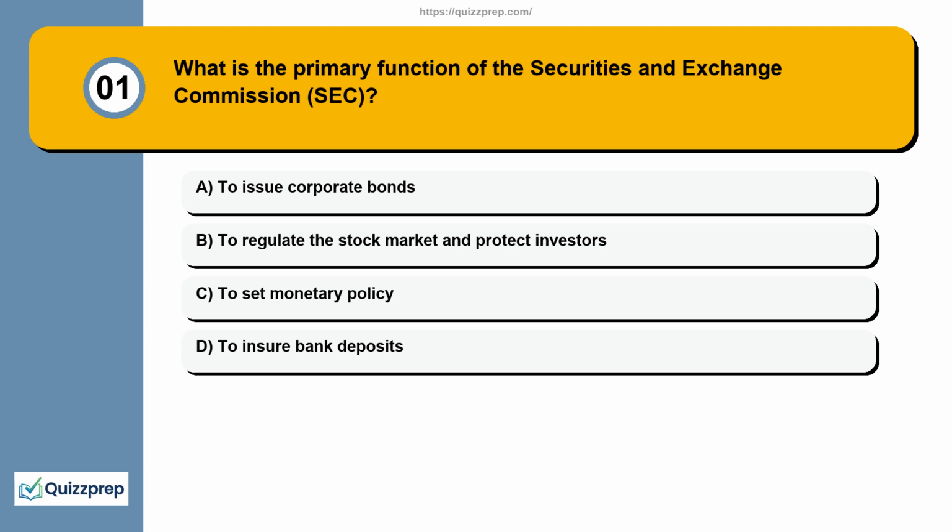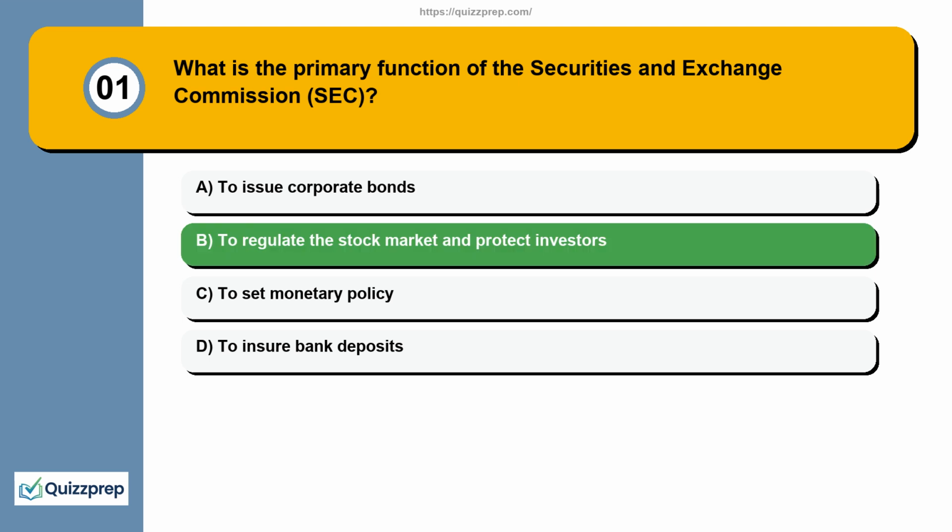Question 1. What is the primary function of the Securities and Exchange Commission, SEC? Here are your options. Option A. To issue corporate bonds. Option B. To regulate the stock market and protect investors. Option C. To set monetary policy. Option D. To ensure bank deposits. The correct answer is option B. To regulate the stock market and protect investors.